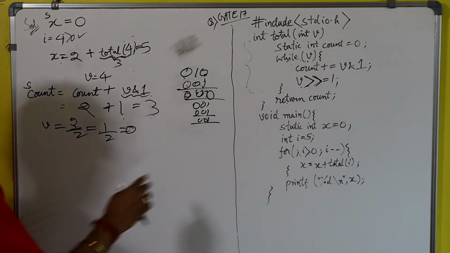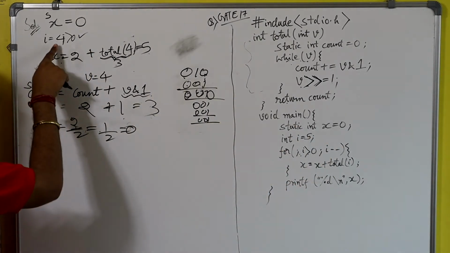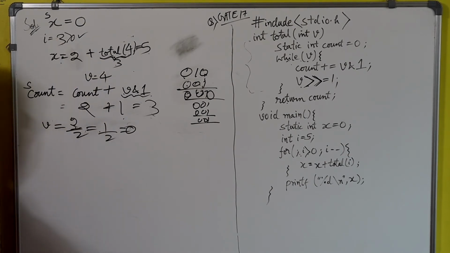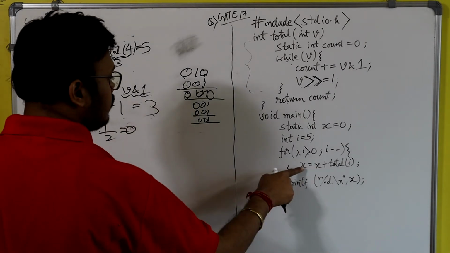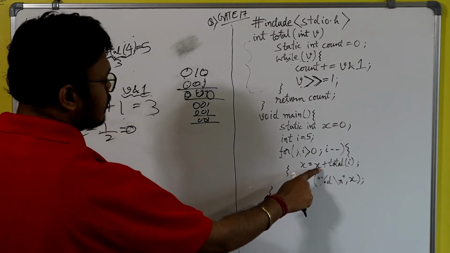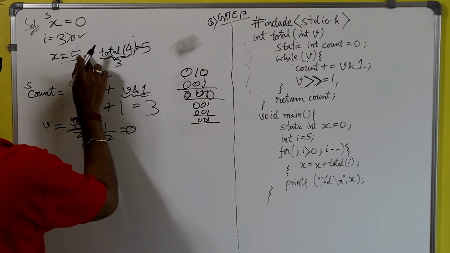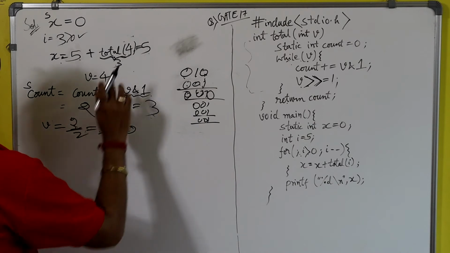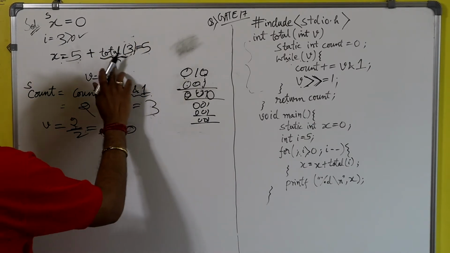Okay. So now again, in the for loop, i minus minus. So the value of i will become 3. Is 3 greater than 0? Yes, 3 is greater than 0. So again this line will be executed: x is equal to x plus total of i. What is the value of x now? The value of x is 5. So 5 plus total of i. What is the value of i? The value of i is 3. So x is 5 plus total of 3.